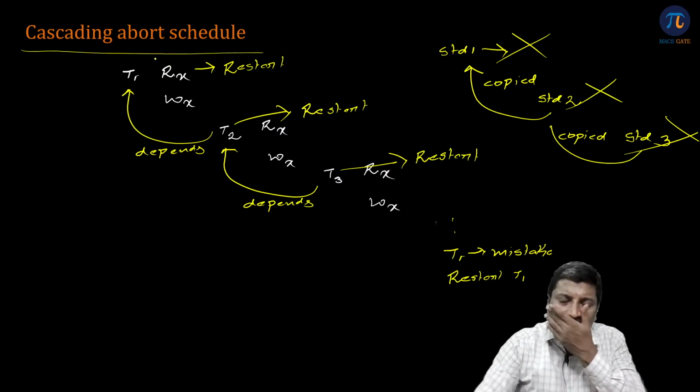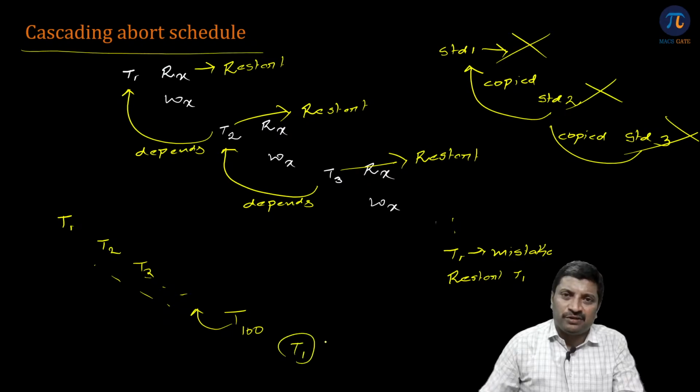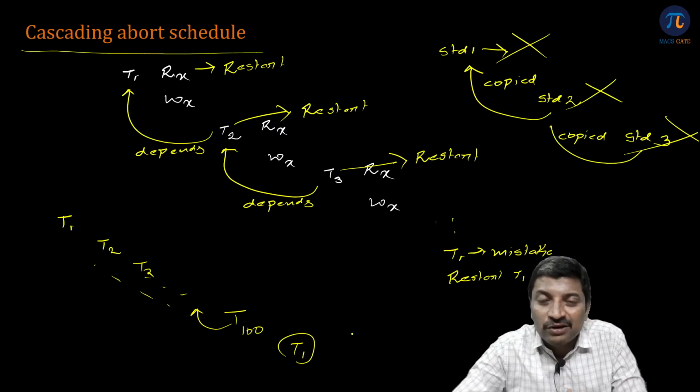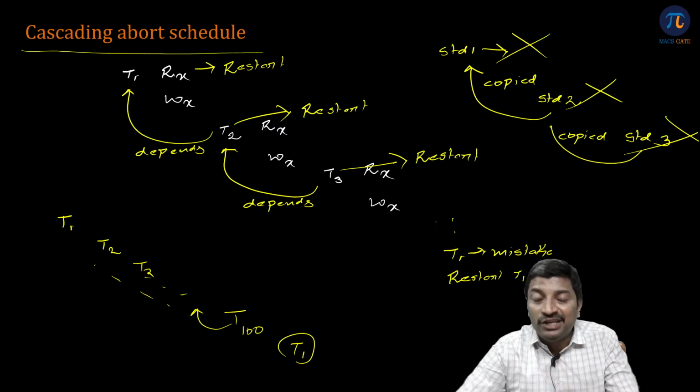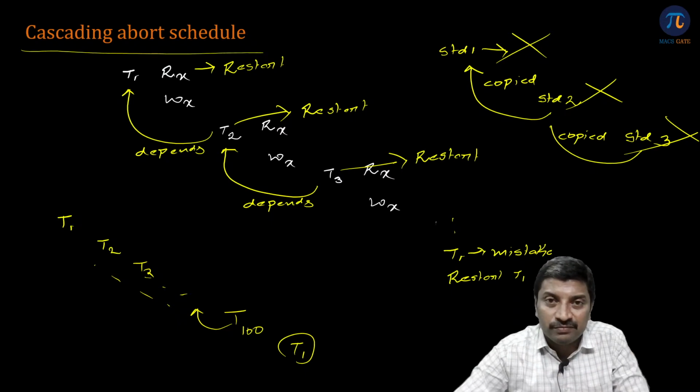In this example, I have 3 transactions. Let us assume T2 is depending on T1, T3 is depending on T2. Like that, there may be some 100 transactions, and everyone is depending on this one. So after some time, T1 makes a mistake. Then it needs to restart. No issue. But because of the mistake in T1, all the 100 transactions need to restart.